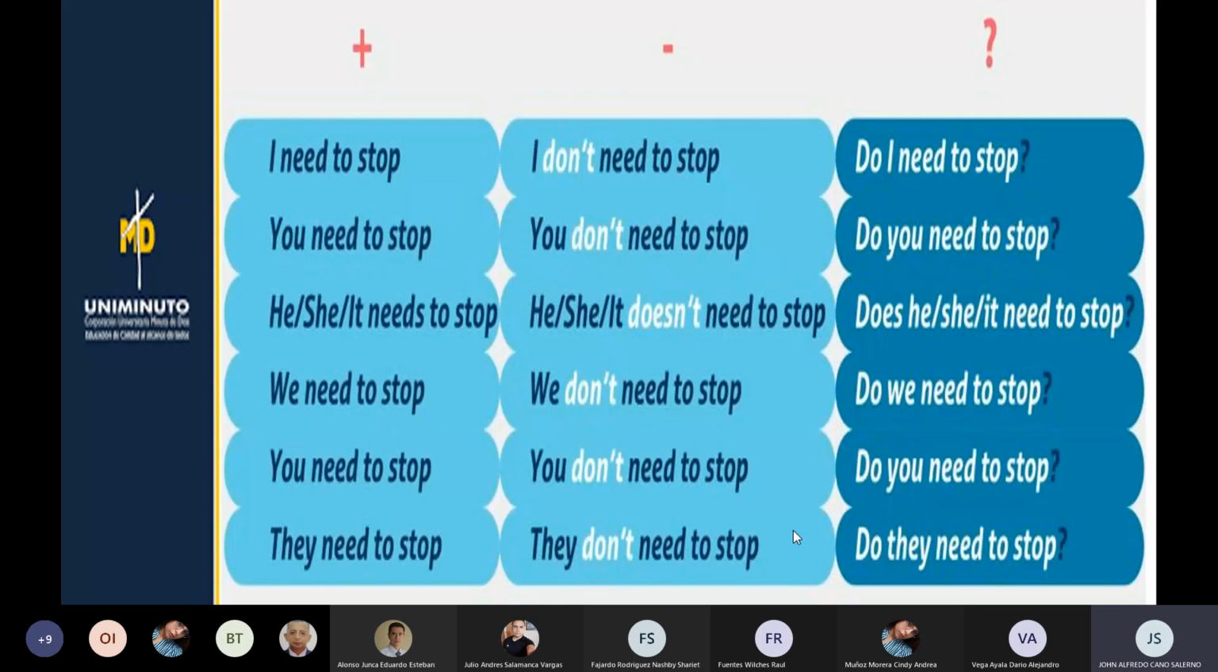We need to stop. We don't need to stop. Do we need to stop? You need to stop. You don't need to stop. Do you need to stop? And they need to stop. They don't need to stop. And do they need to stop? It's like a, yo necesito detenerme o parar. No necesito detenerme o parar. Okay, necesito detenerme o parar. Questions? Questions about need to?